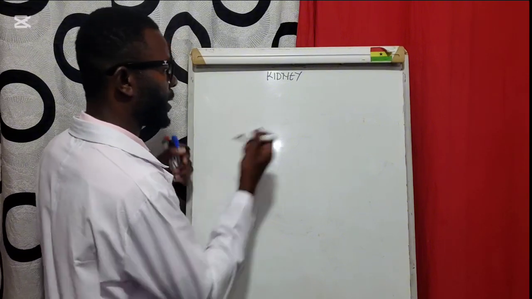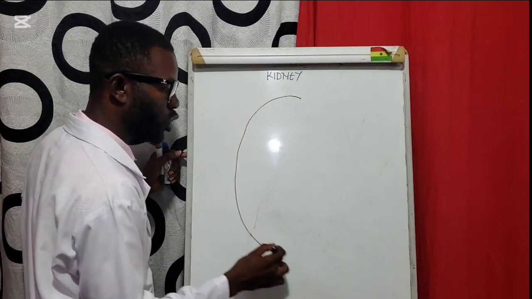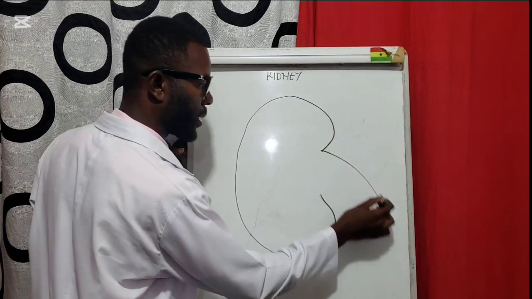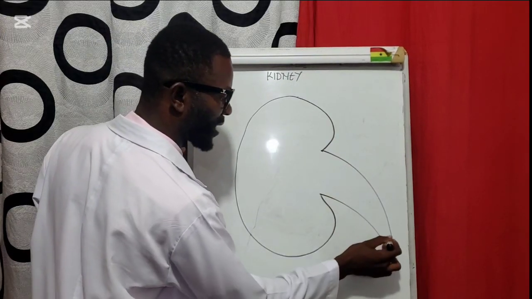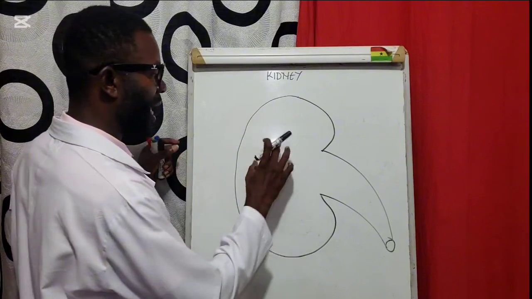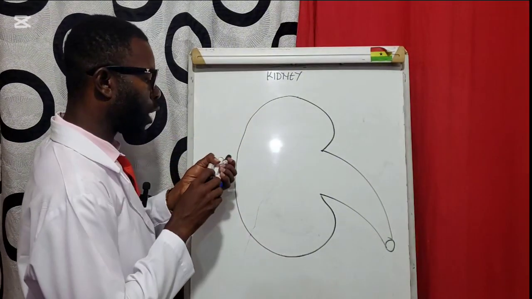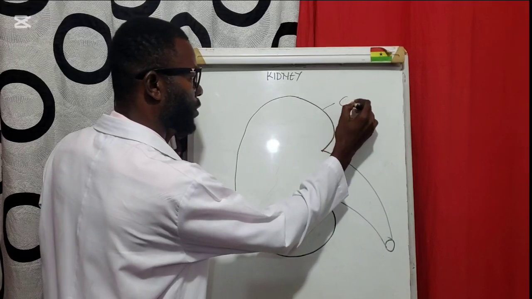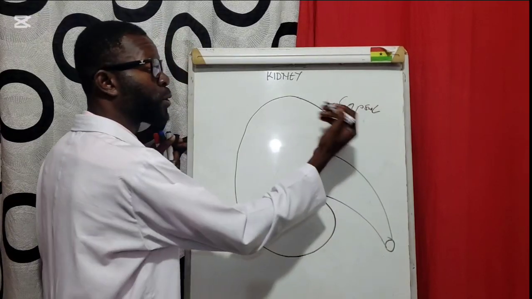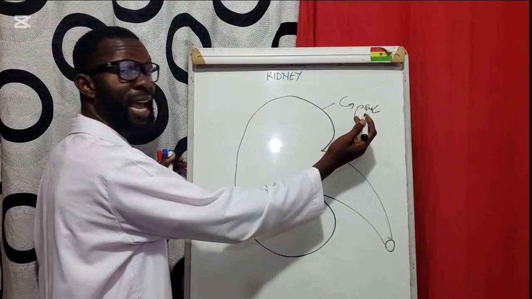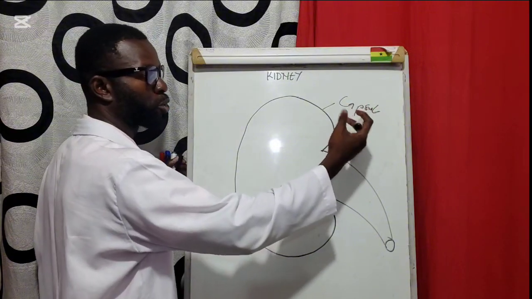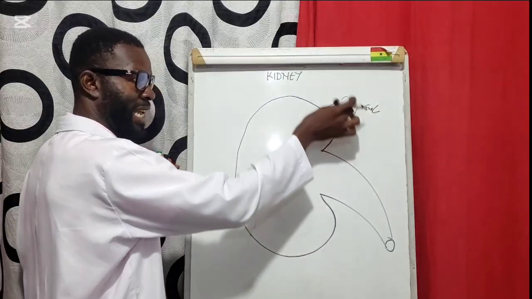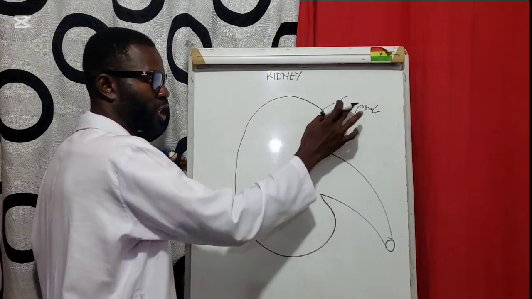Now, first of all, assuming this is your kidney, we have to know the parts and what they are doing. Now we have the outer part of the kidney. This part is called the capsule. It protects the kidney from injury and some kind of trauma. That's the function of the outer part of the kidney.